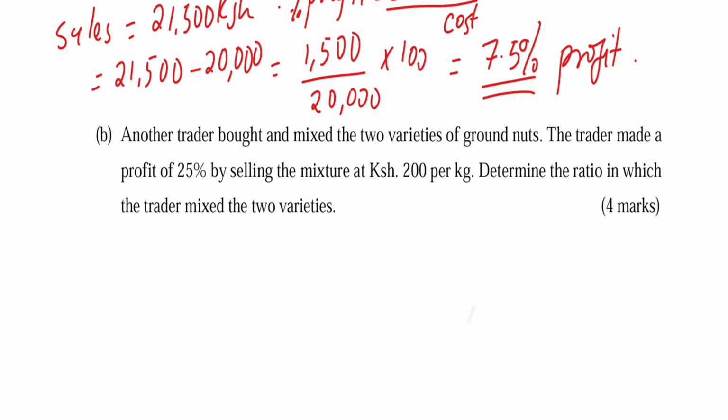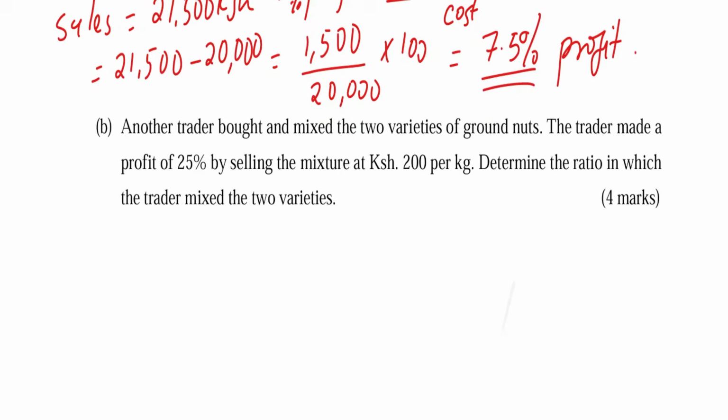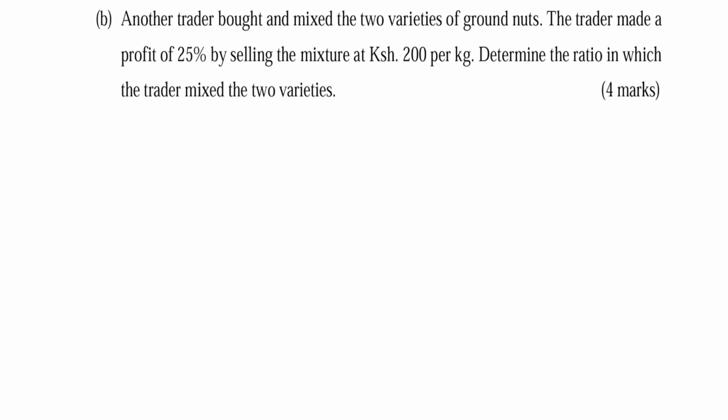Now let's go to this question B. I think this is our last question. 4 marks, 2 marks, 6 marks. So our last question here: another trader bought and mixed the two varieties of groundnuts. The trader made a profit of 25% by selling the mixture at 200 shillings per kg. Determine the ratio in which the trader mixed the two varieties. So now you know that he made a profit of 25%. His selling price is at 125%, and he sold at 200 shillings.